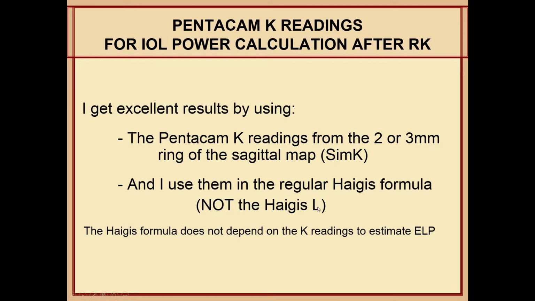Please do not use the Haigis L formula, because the Haigis L is for the LASIK cases. The regular Haigis is preferred over the SRK/T and the Holladay 1 and the Hoffer Q, because it does not depend on the K readings to estimate where the lens ELP, which is the estimated lens position inside the eye, is.